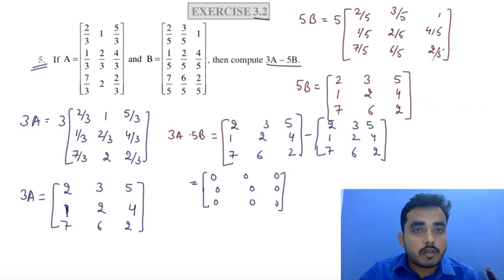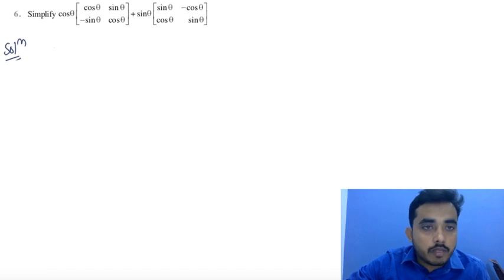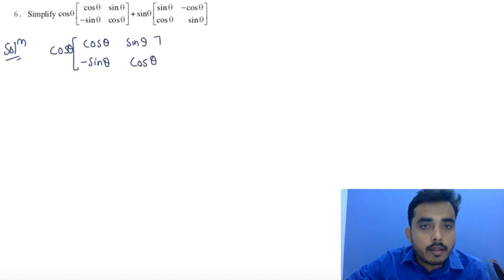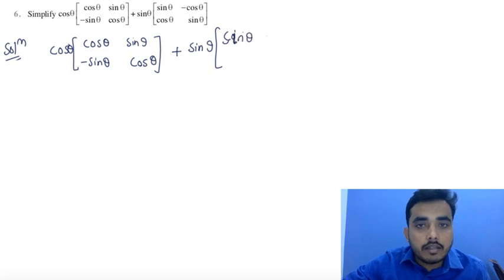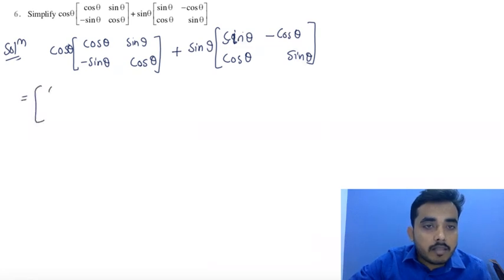Now, let's see question number 6 quickly. So, students, here is question number 6 on our screen, which states that simplify this value. So what we need to do, we need to multiply cos of theta with all the elements. All the elements are given here. Cos theta, sin theta, minus sin theta, this is cos theta, plus sin theta times, this is sin theta, minus cos theta and sin theta.